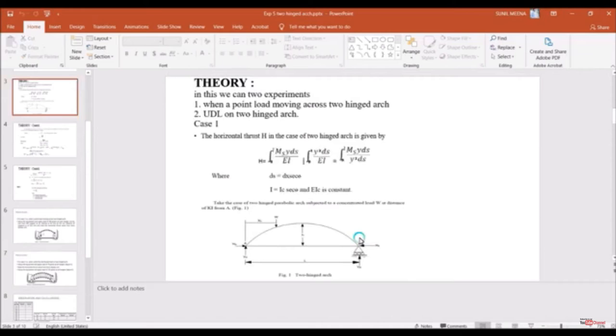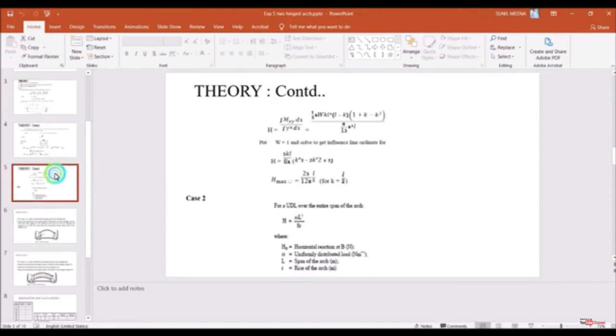For this experiment, we have to study how to calculate horizontal thrust theoretically. So here we have the 2 hinge arch. L is the span, the center to center distance between these supports. W is the applied load. So we can calculate the theoretical value of horizontal thrust, which is maximum. This horizontal thrust will be 25WL upon 128R, where the X value, the distance from the left hand support, will be L by 2. That means when a load is applied at the center, the horizontal thrust will be maximum, or at any section you can calculate using this formula.